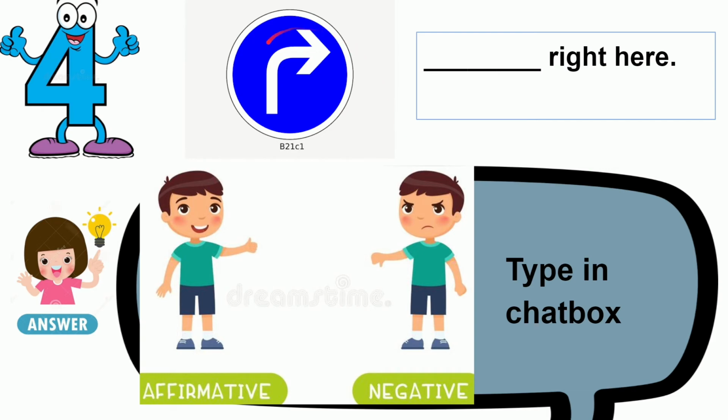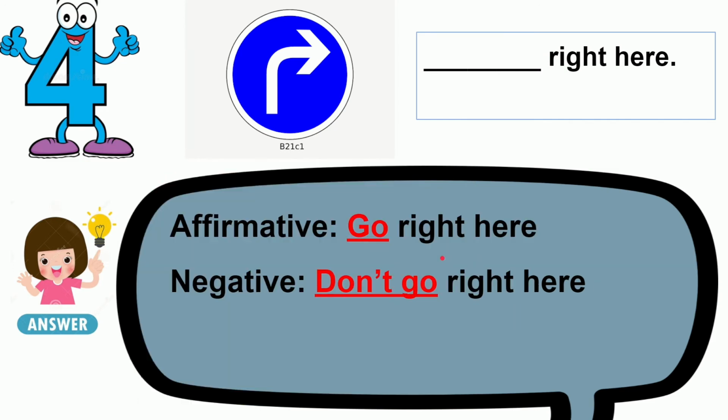Number 4, we have the right side signboard over here. So is it turn right here or go right here? Or which one is it? Write down the affirmative or the negative form of the imperatives. Affirmative, go right here. Negative, don't go right here. Which one? According to this picture, is it affirmative or negative? Yes, it is affirmative imperative. Go right here.